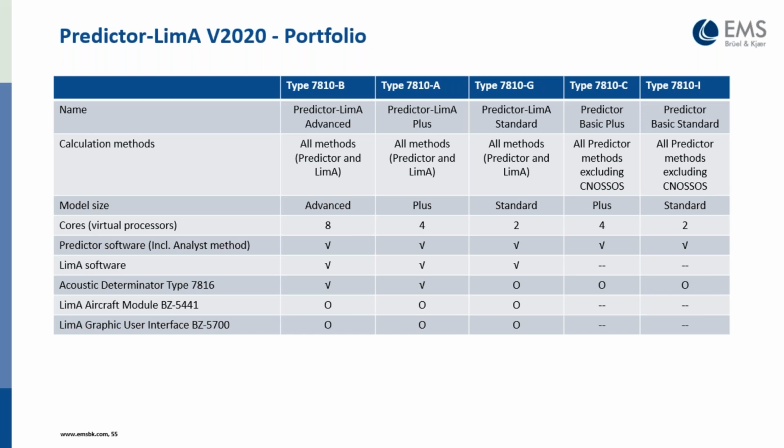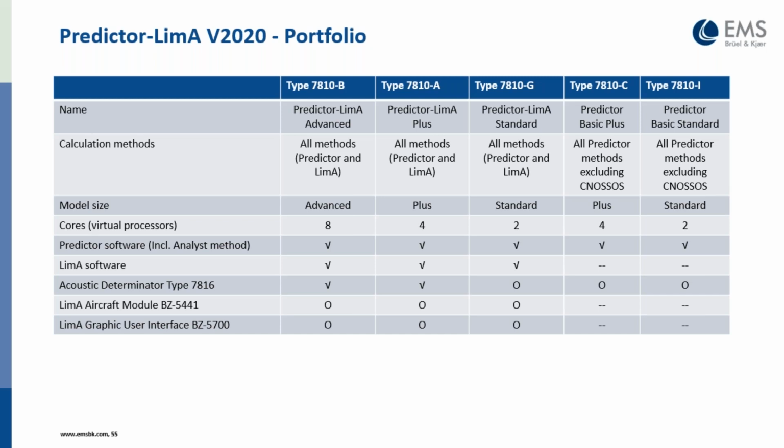Also, what you see is that we have increased the number of cores, at least if you compare it to the previous versions, version 12 and older. The top end now supports 8 cores, so that is really for large scale, large models, of course. The Plus, the 7810A configuration supports 4 cores, the standard 2 cores, then the Predictor Basic Plus supports 4 cores, and the I, entry level, supports 2 cores. Like I said, LimA is included in the B, A, and G. Predictor is included in all 5 configurations.